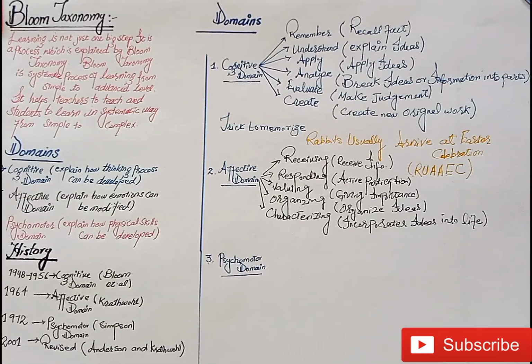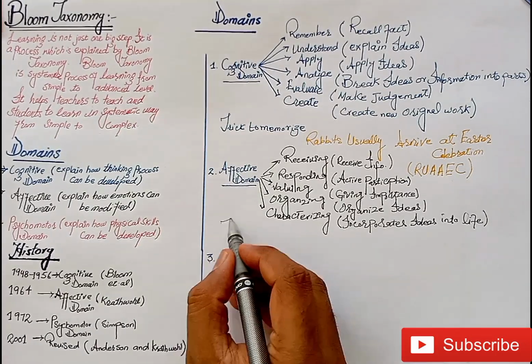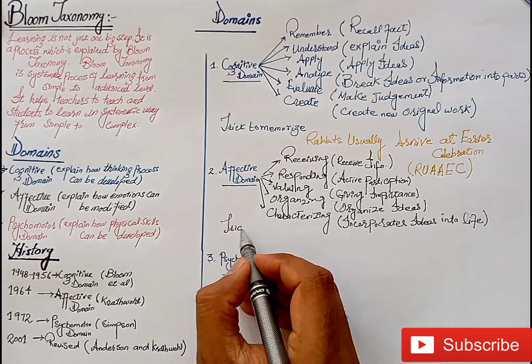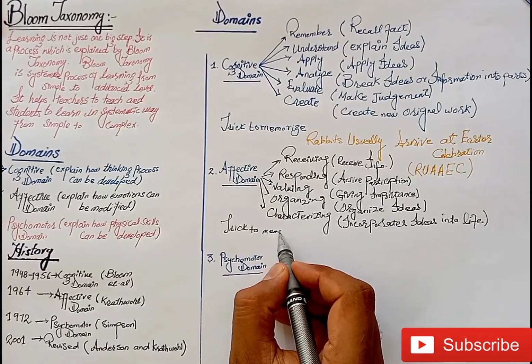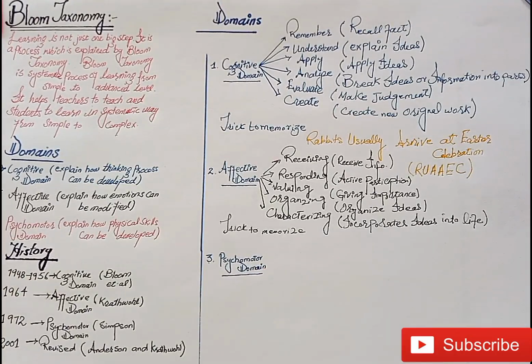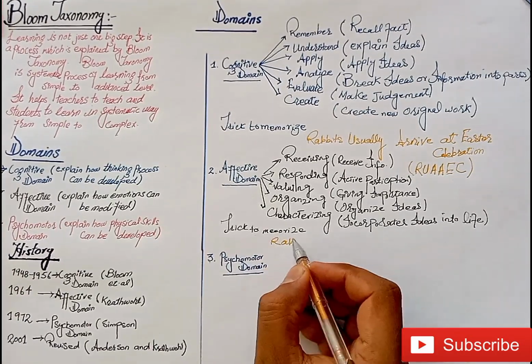There is a simple trick to memorize these five levels of the affective domain with a sentence which I made, which is: rabbits really value orange carrots.